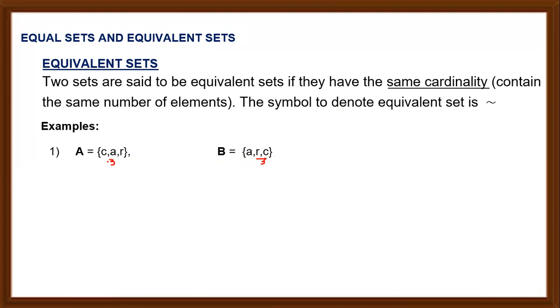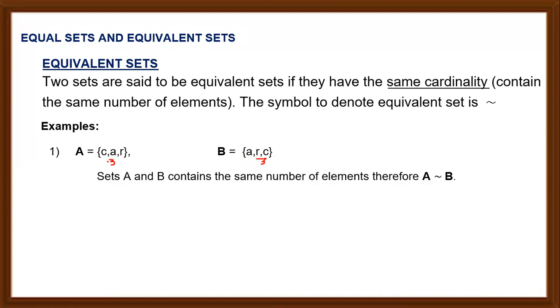Since they have the same cardinality, ang sagot po natin ay sets A and B contain the same number of elements. Therefore, set A is equivalent, ito po yung symbol natin, to set B. Ibig sabihin, pares po yung number ng cardinality nila.